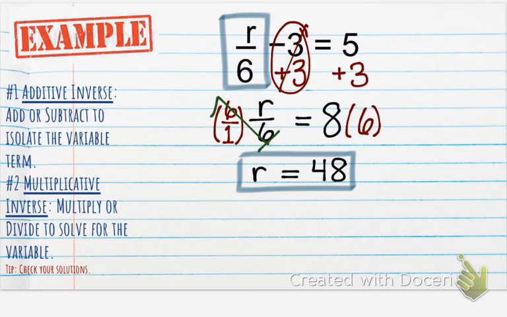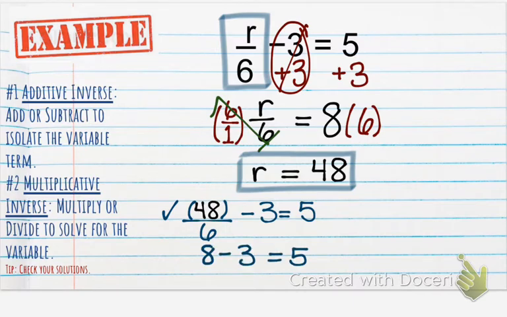Don't forget to check your solutions. You did all this work, might as well check it to make sure that you got it correct. So we go ahead and rewrite the original equation, but in this case, we're going to substitute the value we got for r, which is 48. 48 divided by 6 is equal to 8. And 8 take away 3 is equal to 5. Is 5 equal to 5? Yes. And this is how we know we got our answer correct.